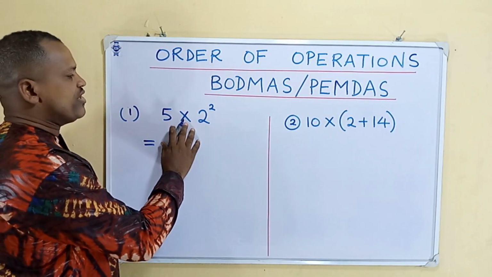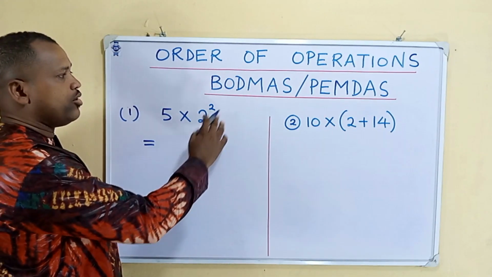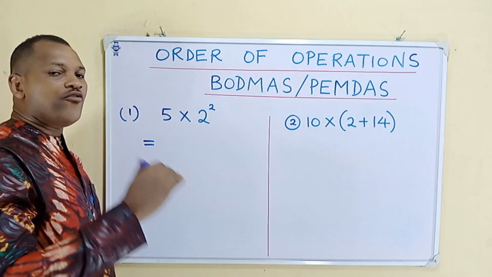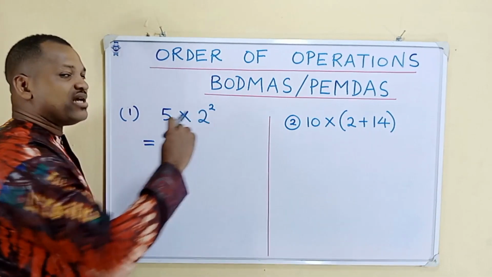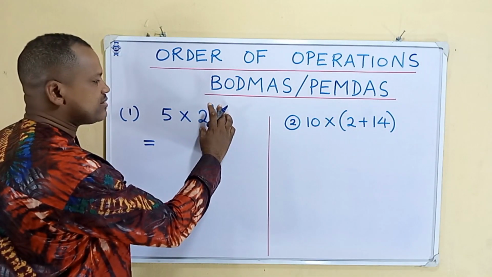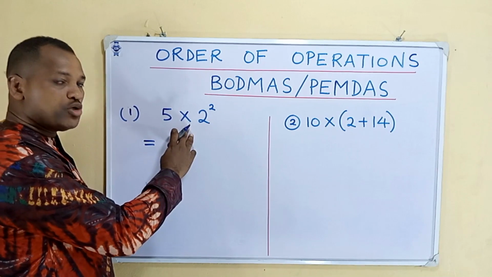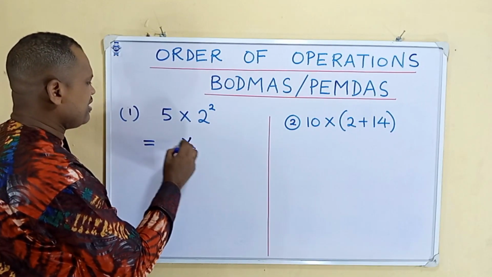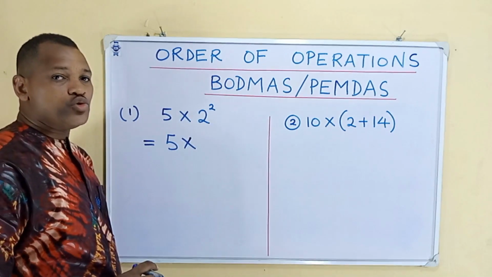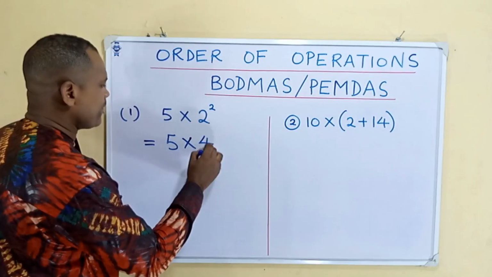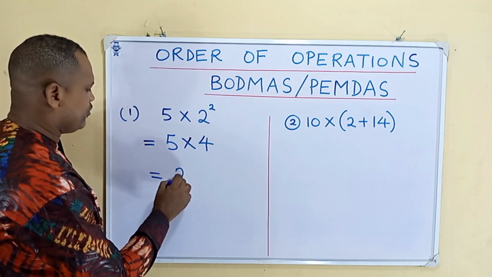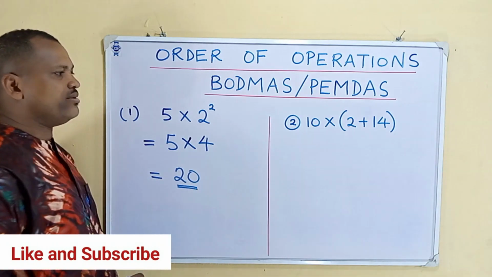Here we have multiplication and exponents or order. Of course, in the order of operation, exponent is higher than multiplication. So first of all, solve this exponent before we multiply. So bring down this 5 times 2 raised to the power 2, that is 2 squared, is 4. So this is 5 times 4, and that will give you 20.